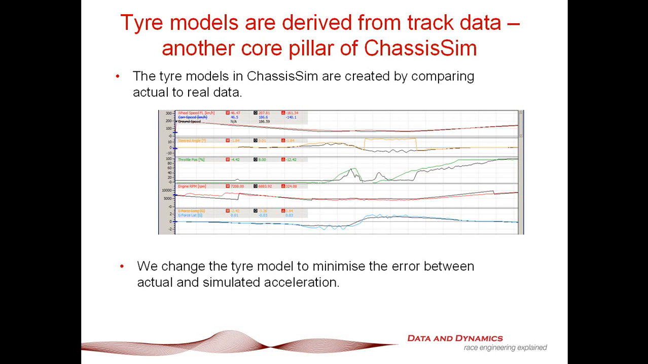The other thing I just want to touch upon before getting into the wheres and whats and why of why you're crazy not to use simulation data, is one of the core pillars of ChassisSim is that the Tyre models are created by comparing actual to real data, and we change the Tyre model to minimize the error between actual and simulated G. I can't speak for other simulation packages, but this is one of the jewels in the crown with ChassisSim, which is why we can get such stunning correlation. And indeed, it's one of the aces in the hole that you get with ChassisSim because of its ability to look at data and back out the Tyre model from there.